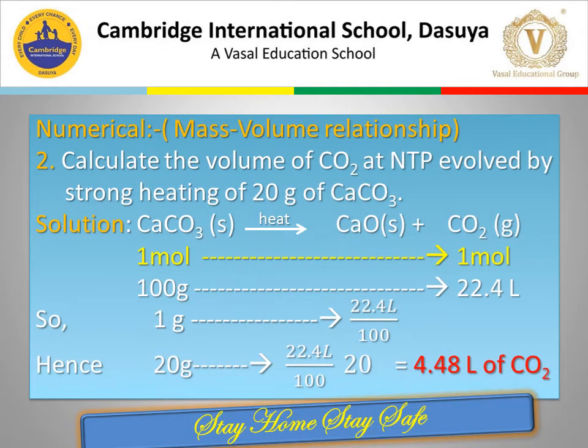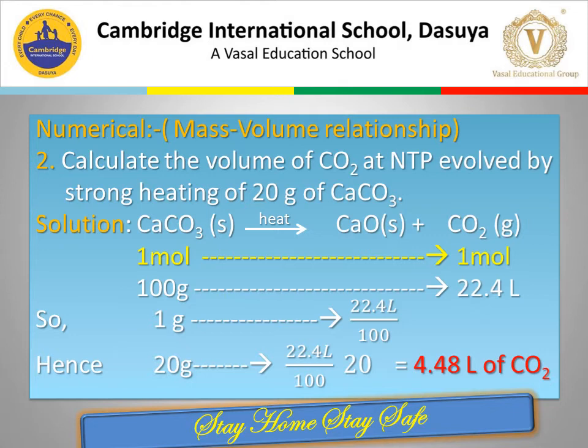Now let us solve the next numerical based on mass volume relationship. The question is: calculate the volume of carbon dioxide at NTP evolved by strong heating of 20 gram of calcium carbonate. So in this question, the volume is asked from the given amount of calcium carbonate in gram.